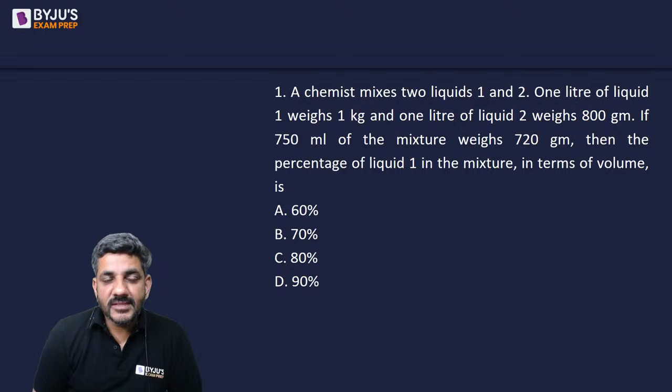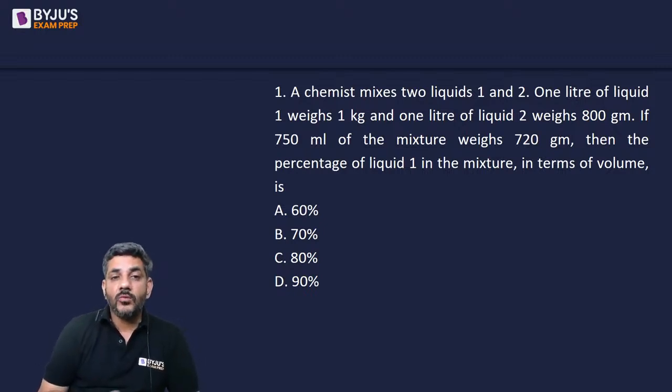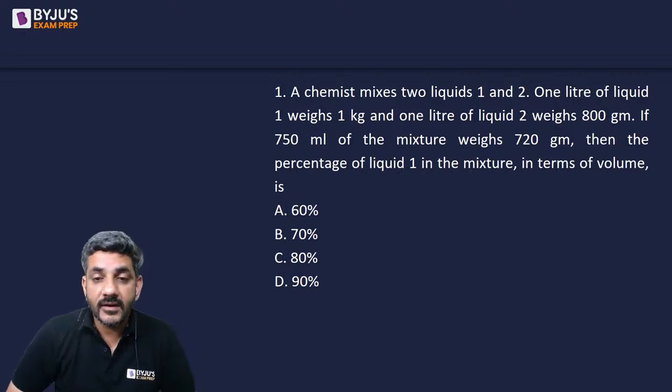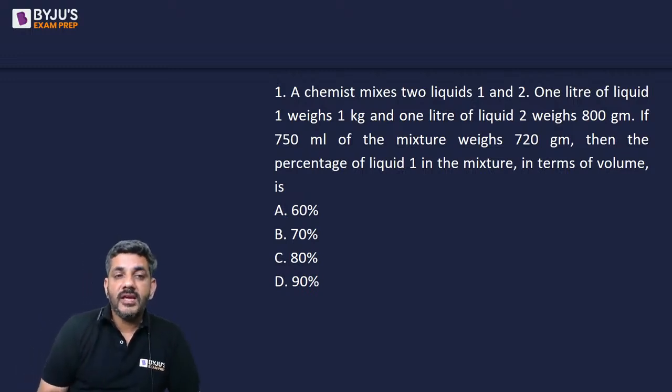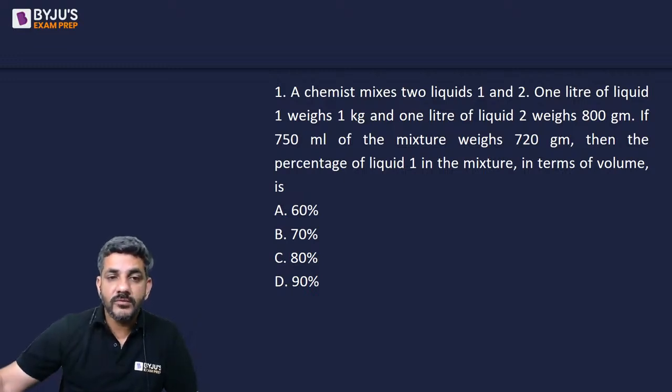A chemist mixes two liquids 1 and 2. 1 liter of liquid 1 weighs 1 kg and 1 liter of liquid 2 weighs 800 grams. If 750 ml of the mixture weighs 720 grams, then the percentage of liquid 1 in the mixture in terms of volume is what? What is your answer?